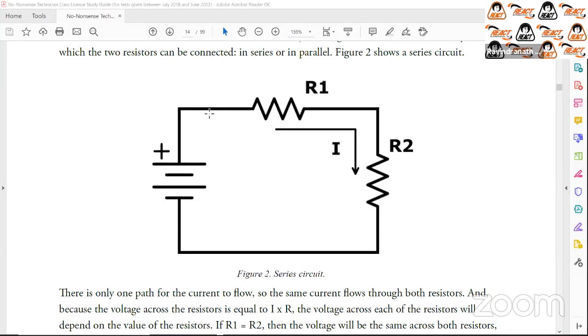What we also need to note is, although the current will be the same, it's like water, same current flow. But even though the current flowing is the same through the two resistors, the voltage, if you measure them across the resistor, might depend on the value of the resistor.